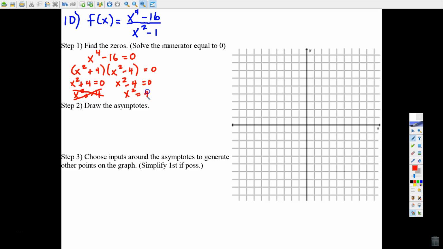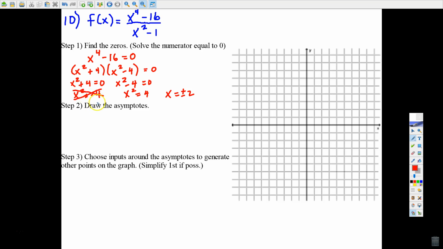X squared equals 4. So x is going to be plus minus 2. Alright, so I've got two x-intercepts, or two real zeros. Now remember, I've got two other imaginary zeros. I'm not saying they're not zeros, but when it comes to graphing, they can't be considered x-intercepts.